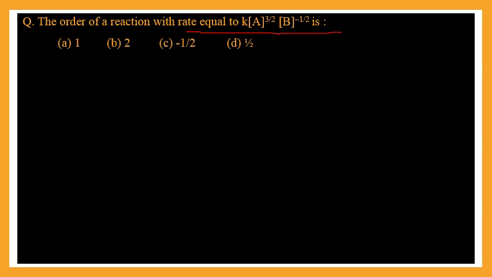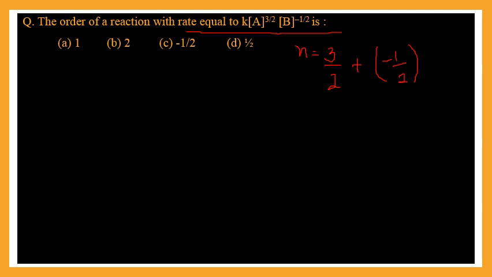So let's do it. As we know, the order of any reaction is the sum of the powers of the concentrations of the reactants. So N will be equal to the power of concentration of A, that is 3 by 2, plus the power of concentration of B, that is minus 1 by 2. These both powers will get added up. So on solving this, 3 by 2 plus, in the bracket, minus 1 by 2.